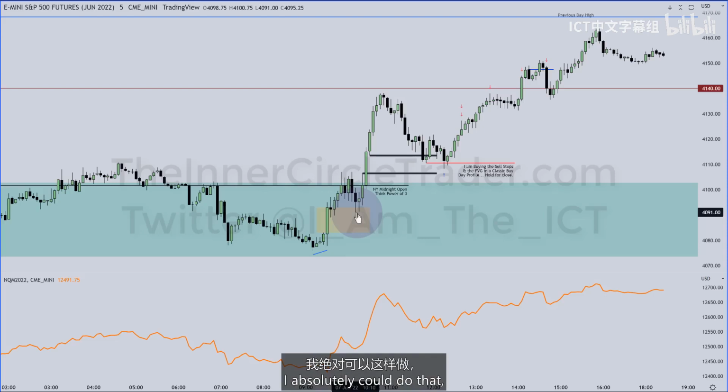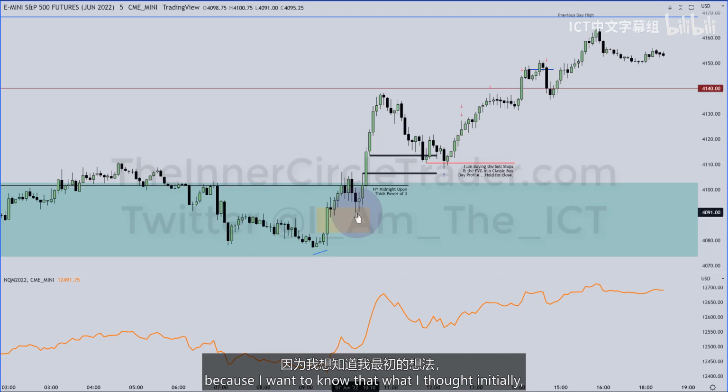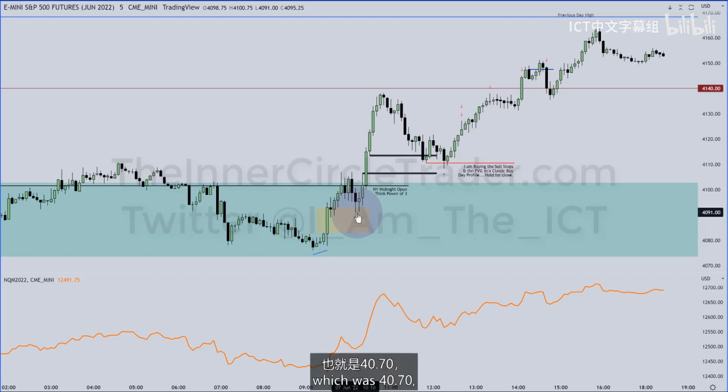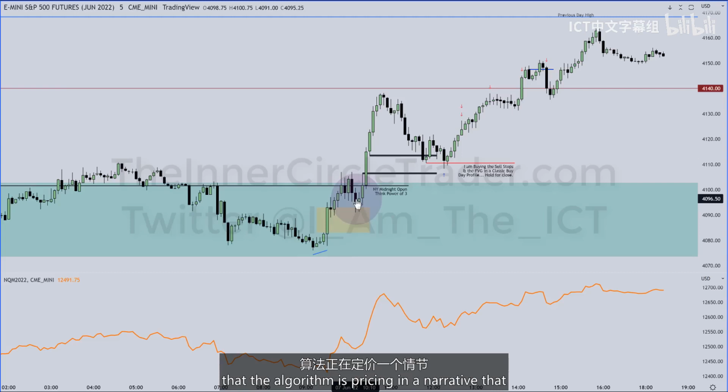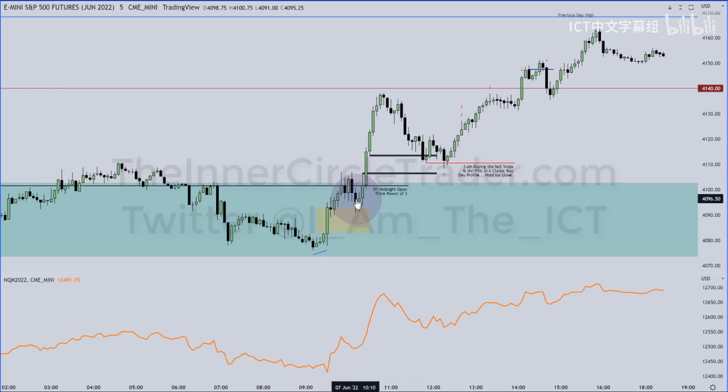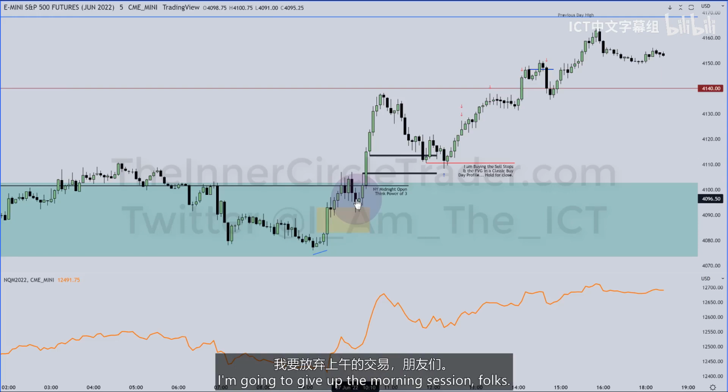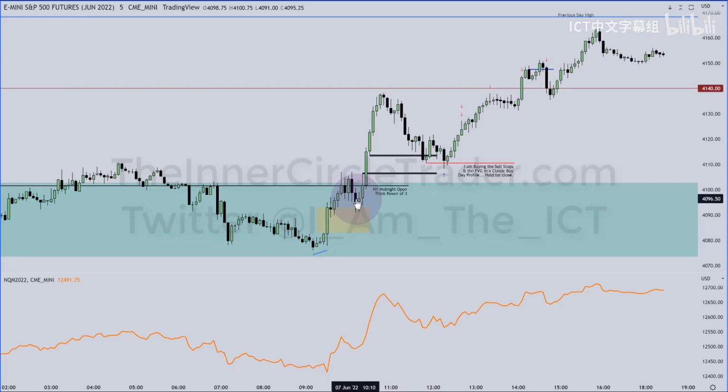I absolutely could do that, but I'm not willing to, because I want to know that what I thought initially, which was 40.70, it could still wipe out that low. It's early on in the day. So I'm going to wait for the market to really communicate to me that the algorithm is pricing in a narrative that the afternoon session is bullish. That's it. I'm going to give up the morning session, folks.